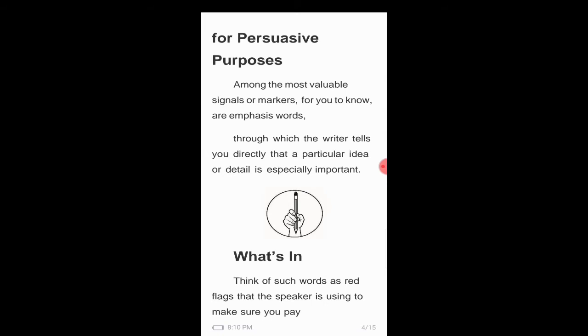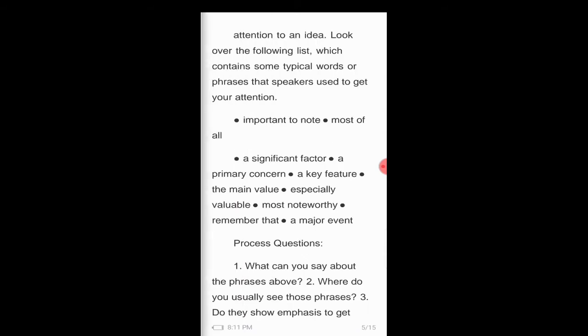Among the most valuable signals or markers for you to know are emphasis words. We call those words emphasis words. These emphasis words are the words that we will use so that we can convince. We can have our 100% convincing power to have a reader's stance to us, through which the writer tells you directly that a particular idea or detail is especially important. Think of such words as red flags that the speaker is using to make sure you pay attention to an idea.